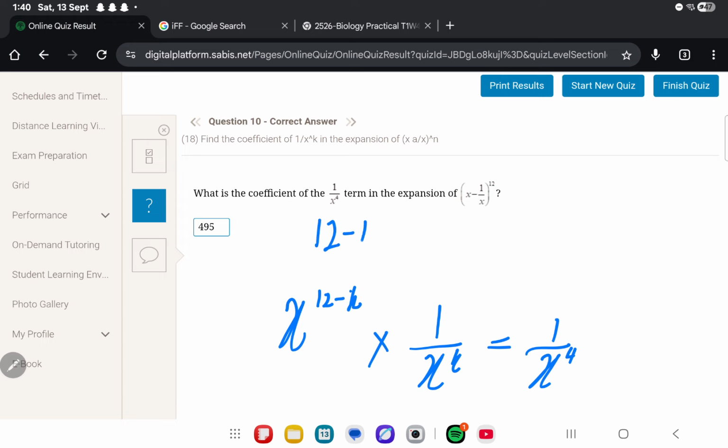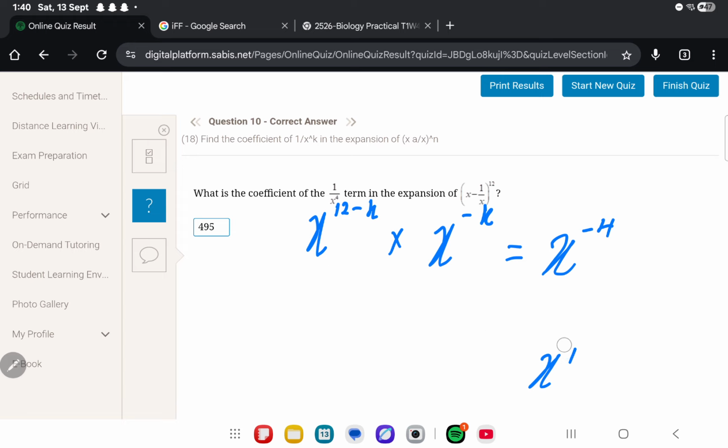So 12 minus k can be rewritten as x to the power of 12 minus k multiplied by x to the power of negative k. It's going to equal x to the power of negative 4. Since you have the same base, you can use only the exponents. So 12 minus k is equal to minus 4.